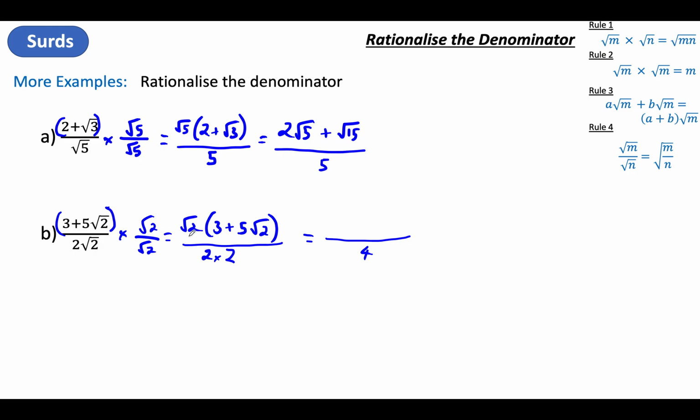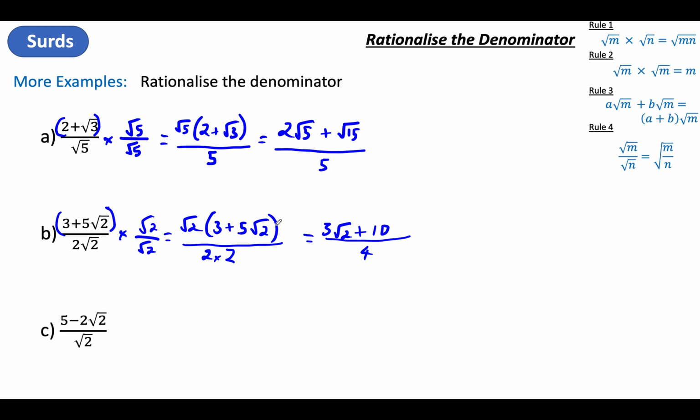Let's have a look at the top. Okay, root 2 times 3. That's 3 root 2. And root 2 times 5 root 2. Well, remember, the root 2 times the root 2 will be 2. And we'll times that by the 5 to get 10. All right, I'm just going to say that again. Root 2 times root 2 is just 2. And we'll times it by the 5 to get 10. Okay, we can't simplify by dividing everything by anything particular, so that stays as it is.